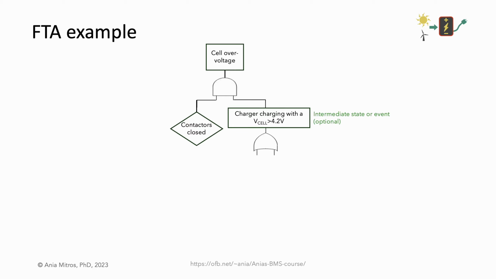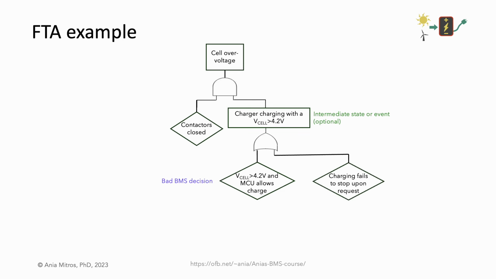The system fails to stop charging if either the BMS makes a bad decision and requests or allows charging when some cell is above 4.2 volts, or the charger misbehaves and fails to stop the charge current upon request, which we might say is an actuator fault. We can leave the description "charger charging with V cell greater than 4.2 volts." This is optional, but nice for readability. Or we can omit that description if the outcome would be obvious to anyone reading the fault tree. Use your judgment.